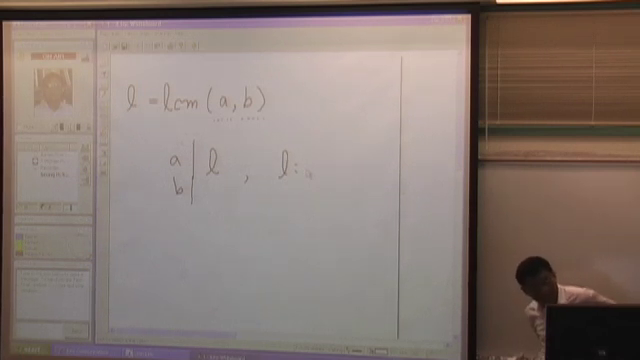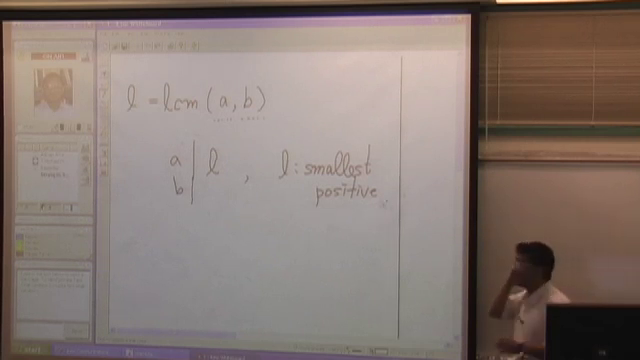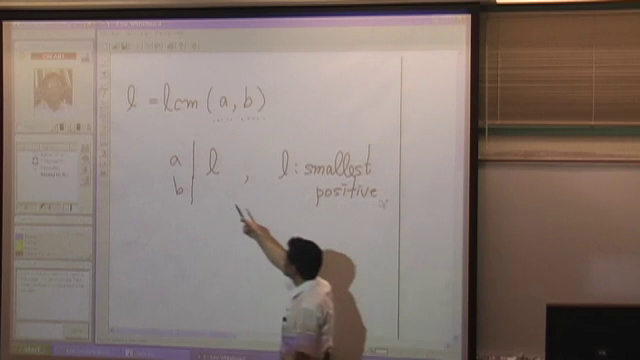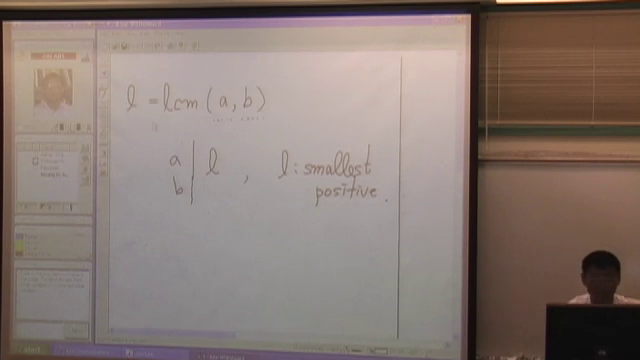So A and B: the smallest positive number satisfying this condition. So it should be positive. The smallest positive number satisfying this condition is called the least common multiple, and we use the expression LCM. And by definition, we have this kind of technical part. So instead of saying this thing, people usually say this thing.